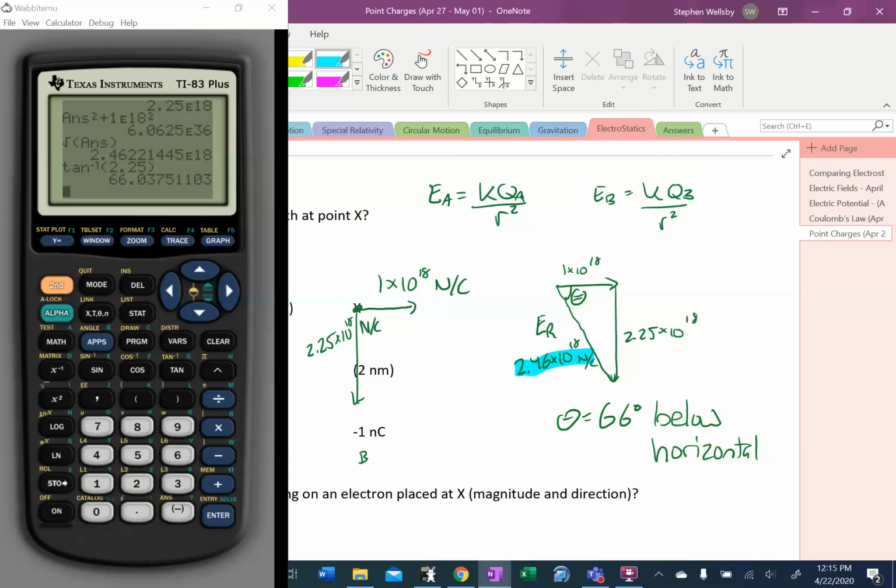Okay, so this seems new, but it's not new. We've been adding vectors for many months, or for a couple of years now at least. You've been adding vectors together, and so this is just one more example of adding two vectors together.